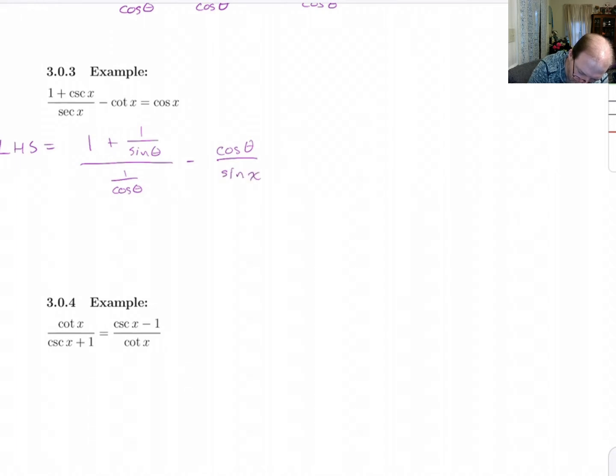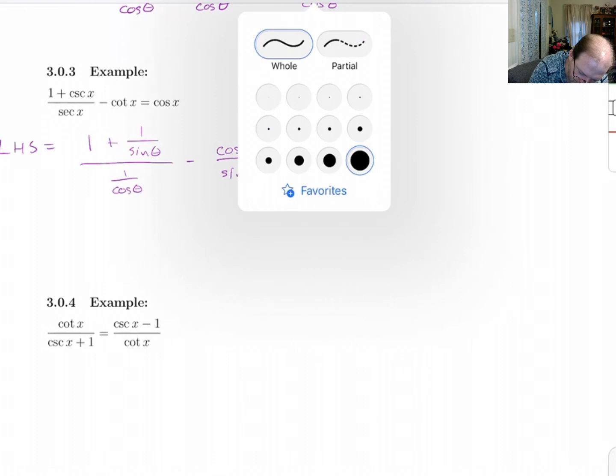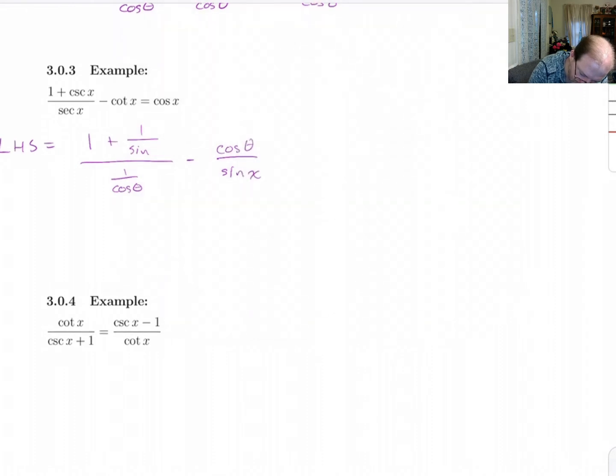And I've changed my variable again. Let me switch these back to x's. If you do this on a problem, on a test, you change the variable, it's not that big a deal. I probably wouldn't take anything off for it if the problem didn't have thetas and x's in it, where you can get them confused. But let's keep the right variable name there. All right.